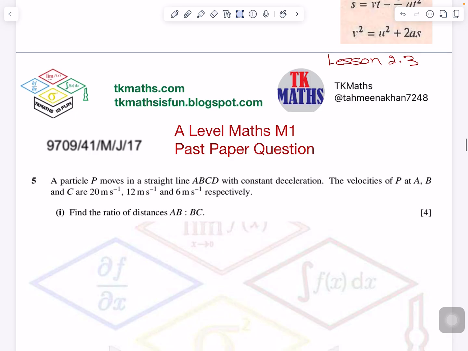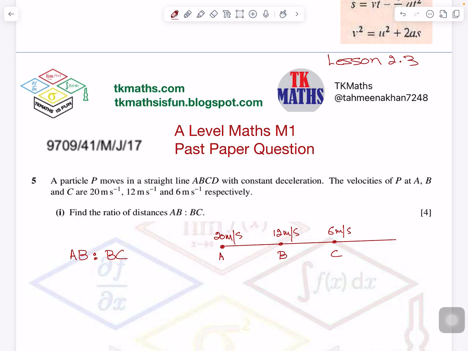A particle P moves in a straight line ABCD. So just to visualize it, let me draw a straight line here. And the particle is moving along a straight line, and at different points the velocity is given to you. So at point A the velocity is 20 meters per second. At B the velocity is 12 meters per second. How far it is, it's not given here, so we are just writing randomly, right? 6 meters per second. You have to find the ratio of the distance AB to BC. So we have to find out the distance AB and distance BC, and we will get the ratio.